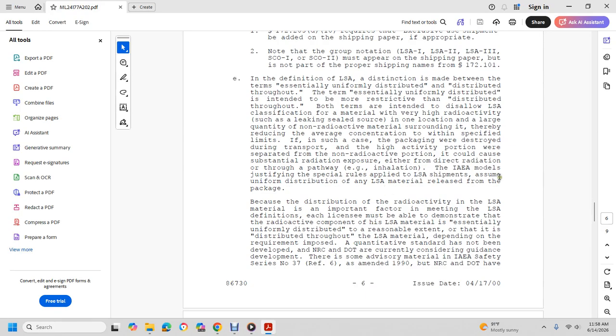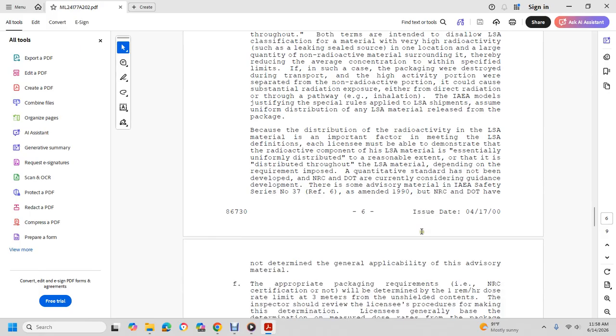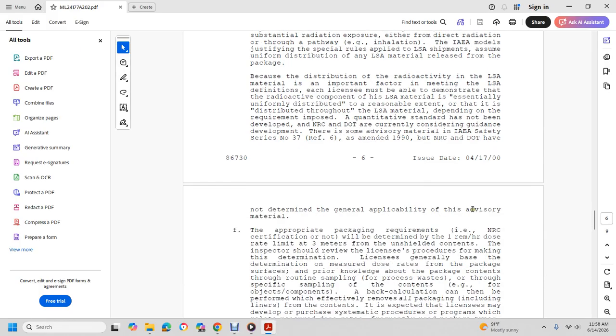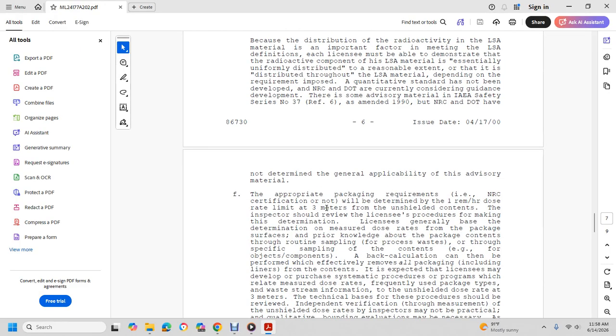Distribution of the radioactive material is an important factor in meeting the LSA definition. The licensee must be able to demonstrate that the radioactive component of the LSA material is essentially uniformly distributed to a reasonable extent throughout the LSA material. Depending on the requirement imposed, quantitative standards have not been developed. The NRC is currently considering development. There is some advisory material in IAEA Safety Series No. 37, amended in 1990, for the Nuclear Regulatory Commission, although the Department of Transportation has not determined general applicability of the advisory material.